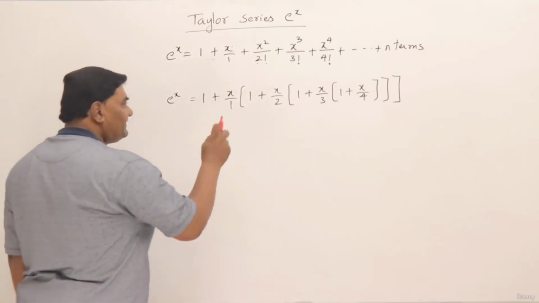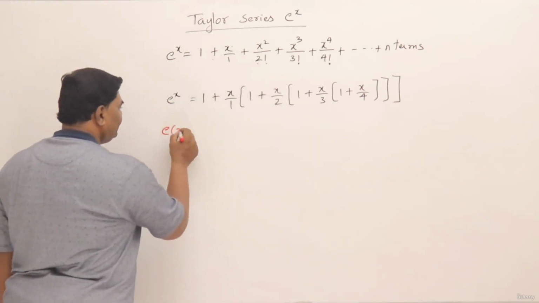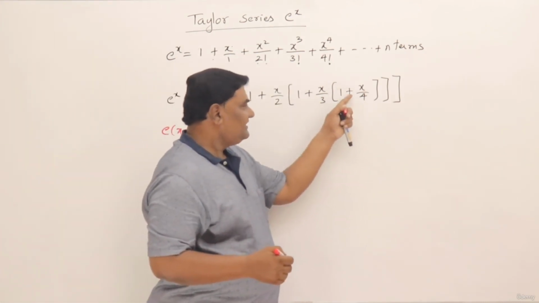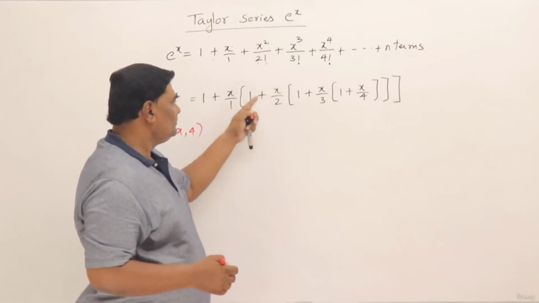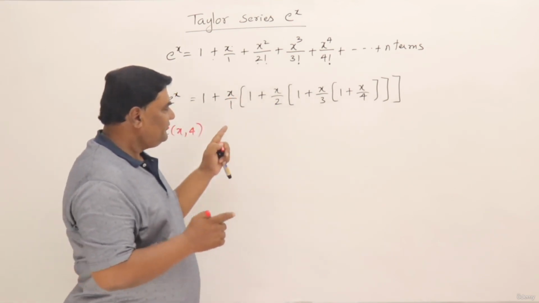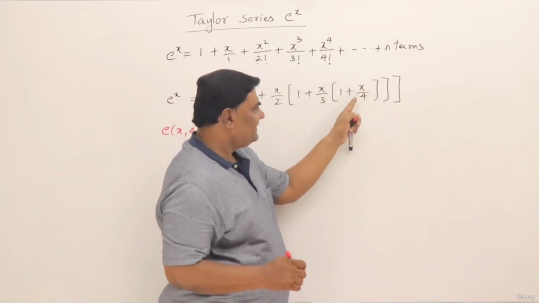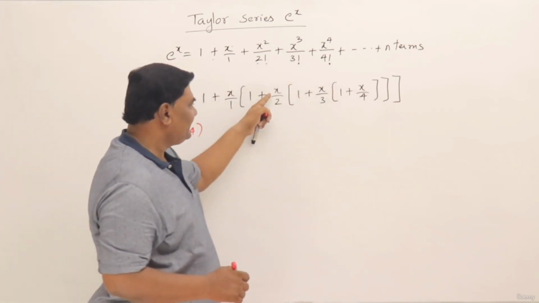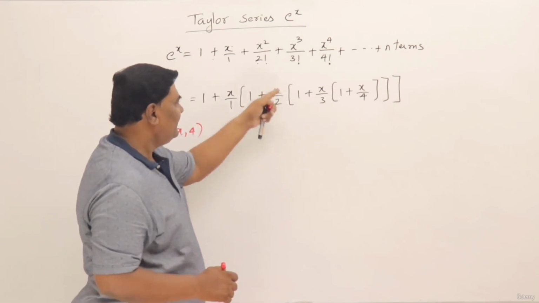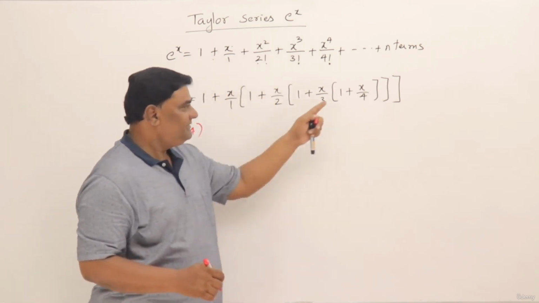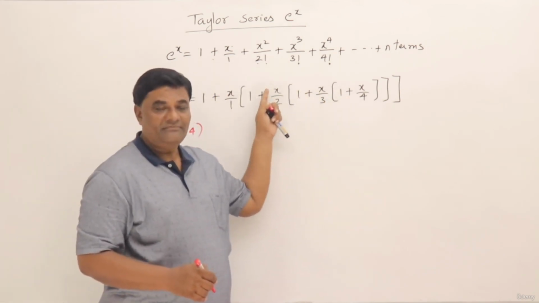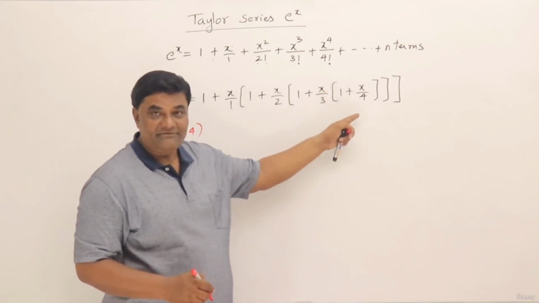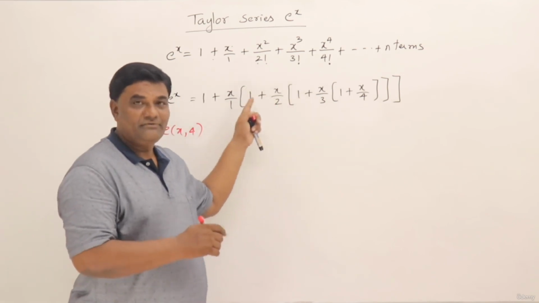If I call this recursively by passing x and 4, then it will call itself for 3, then 2, then 1. But if you observe, this result has to be multiplied with this one, plus 1 is added, and the result is multiplied with x by 2, and plus 1 is added, and the result is multiplied. So actually multiplication is done in this order: first x by 4, then with x by 3, then x by 2.